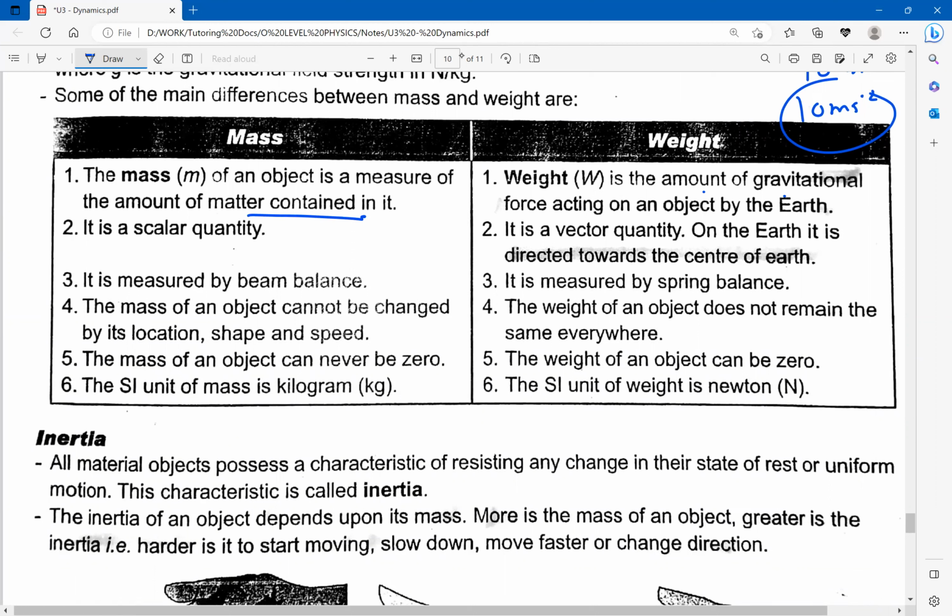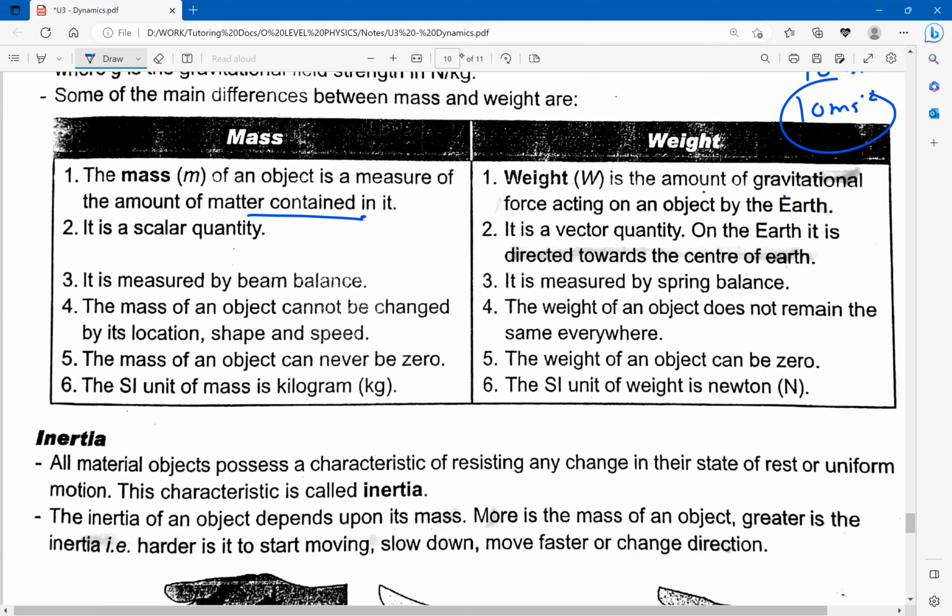Mass of an object cannot be changed by its location, shape, or speed. You place the object anywhere in a particular gravitational field, it's going to stay the same, whereas weight changes, right? It does not remain the same everywhere. If you take the object in outer space, weight is going to change.